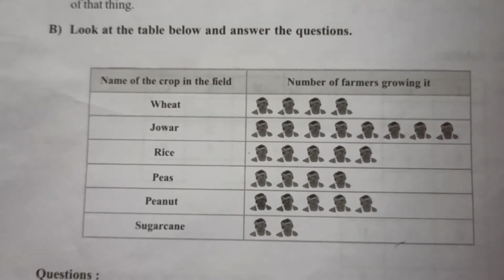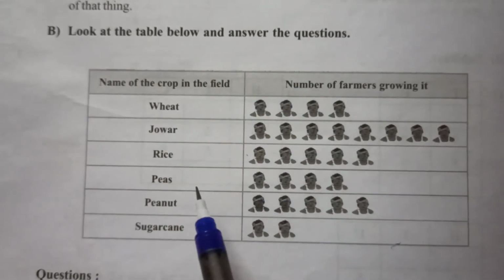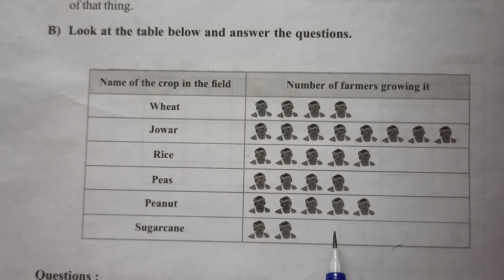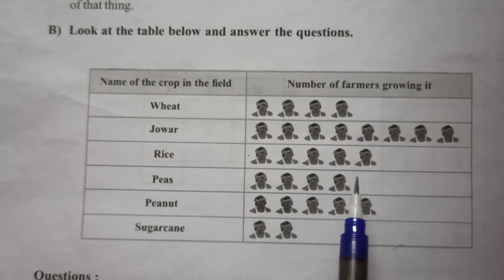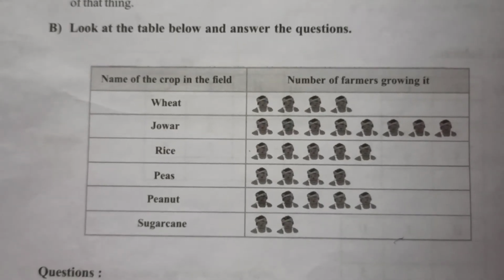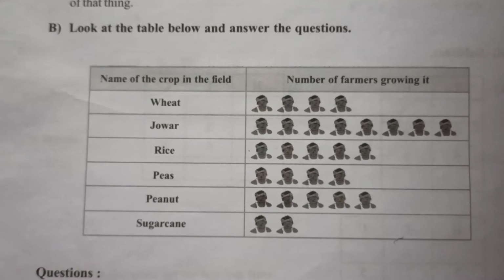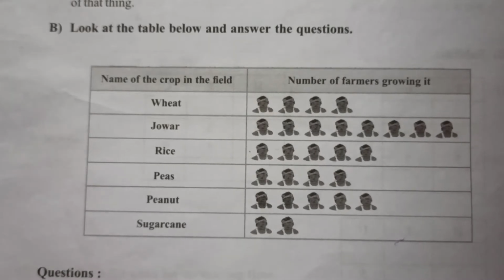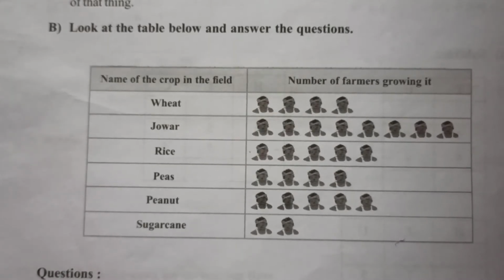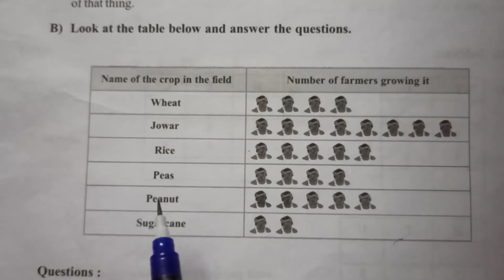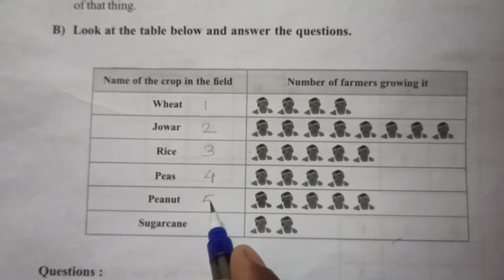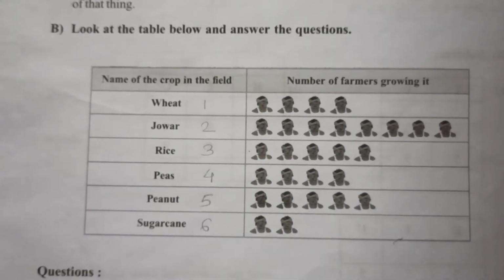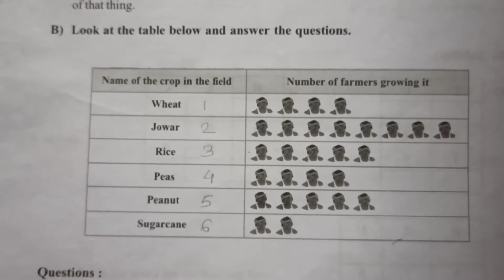Look at this, students. Look at the table below and answer the question. This question is in our textbook. The name of the crop in the field and the farmer growing it. See these questions and the chart given here. It asks how many crops the table gives us information about. See, there are how many crops in total? 1, 2, 3, 4, 5, 6. There are 6 crops.